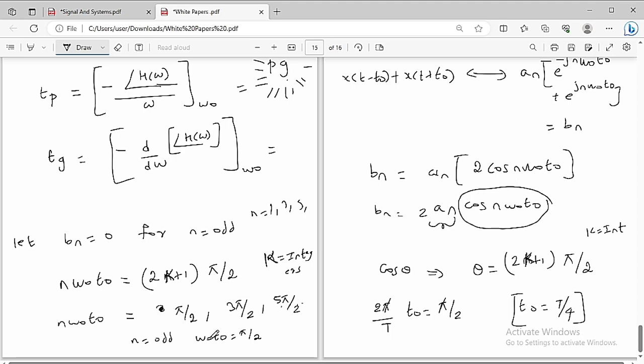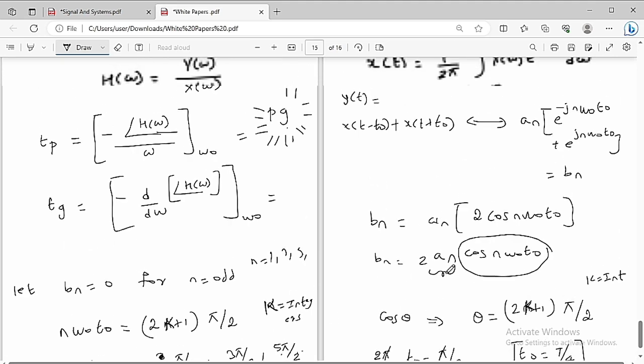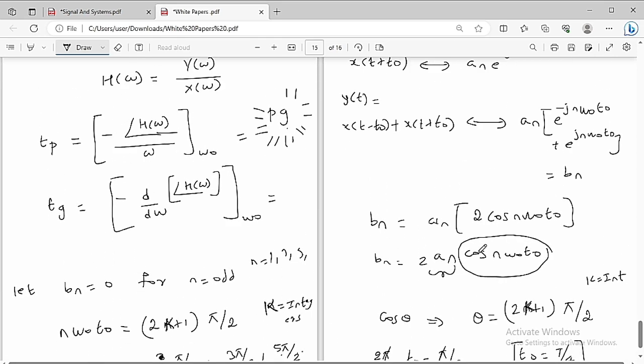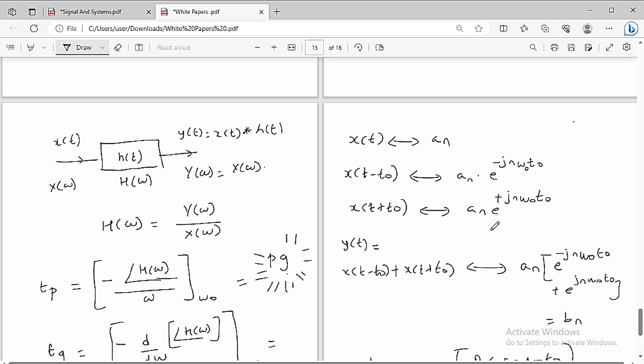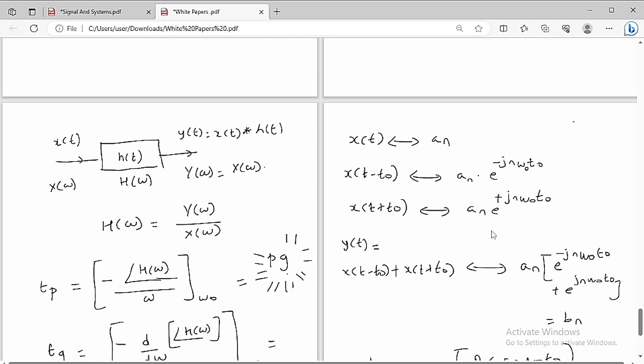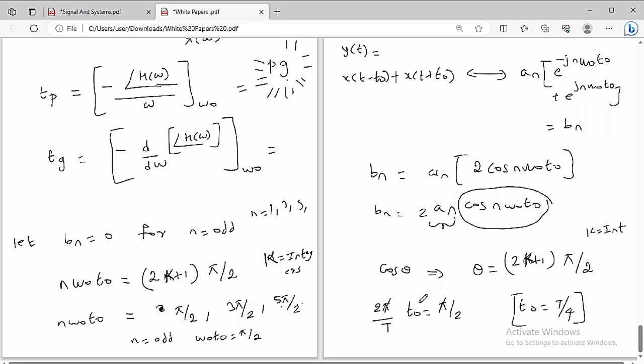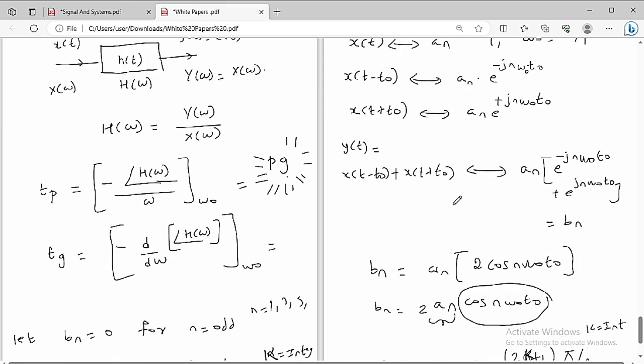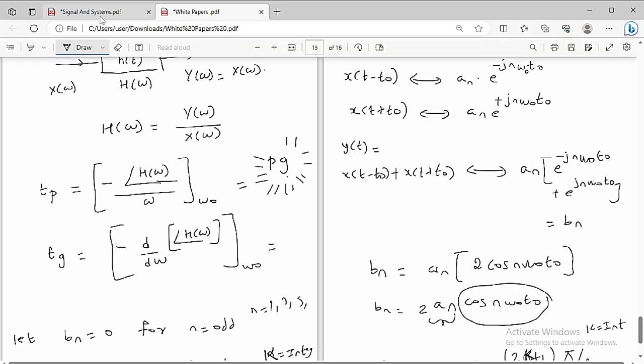So omega naught is equal to pi by 3. Basically you can say x of t has period capital T, so its frequency is omega naught, which is 2 pi by T. So omega naught is equal to 2 pi by T, and omega naught into t naught is equal to pi by 2. If we simplify, t naught you are going to get as capital T by 4. So when t naught is equal to capital T by 4, then for odd values of n, the bn is equal to 0. So this is what I'm trying to prove.